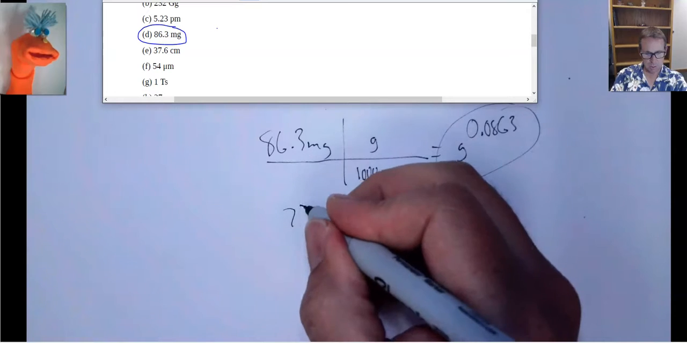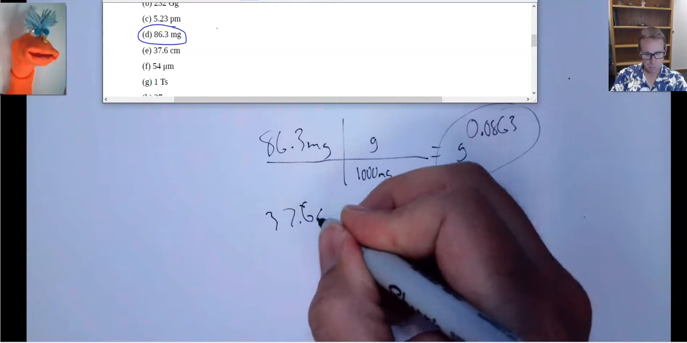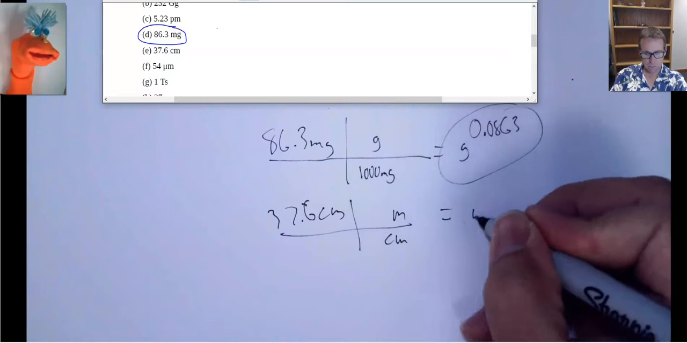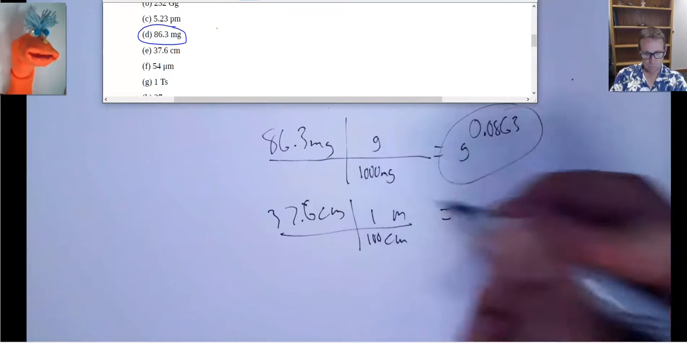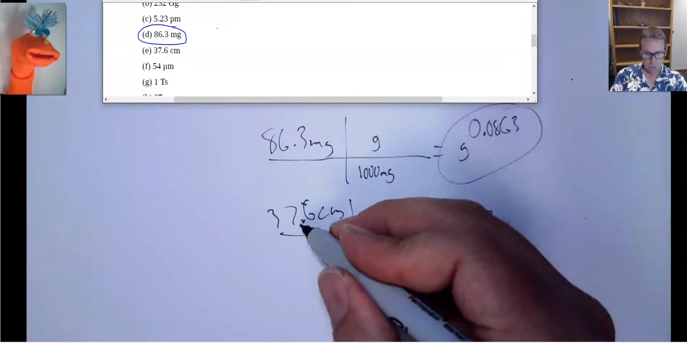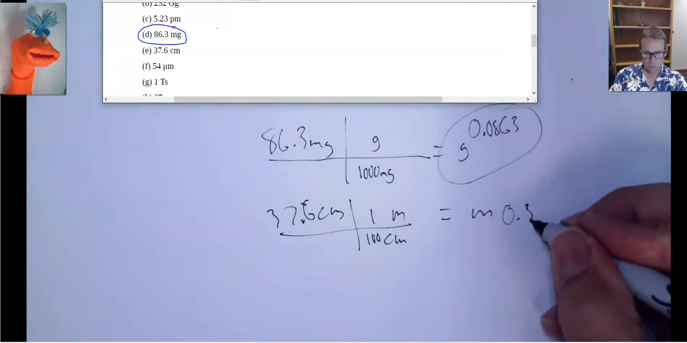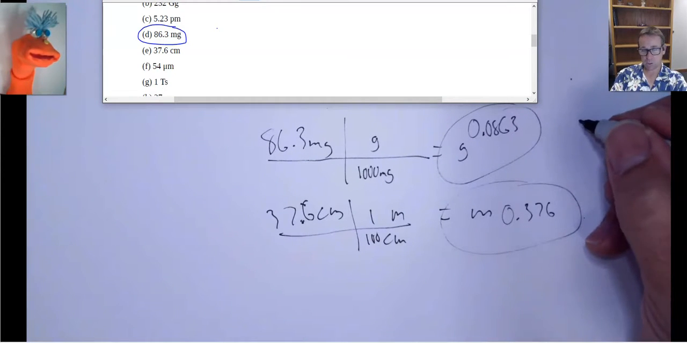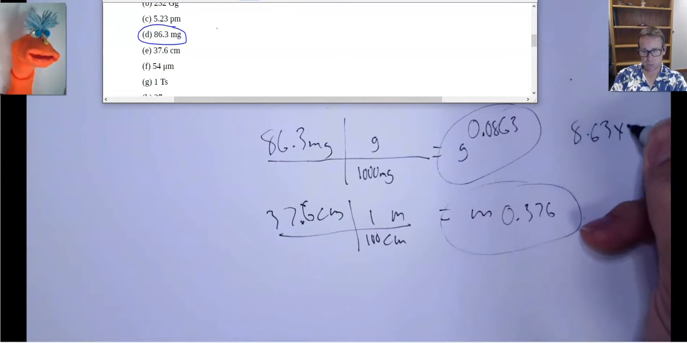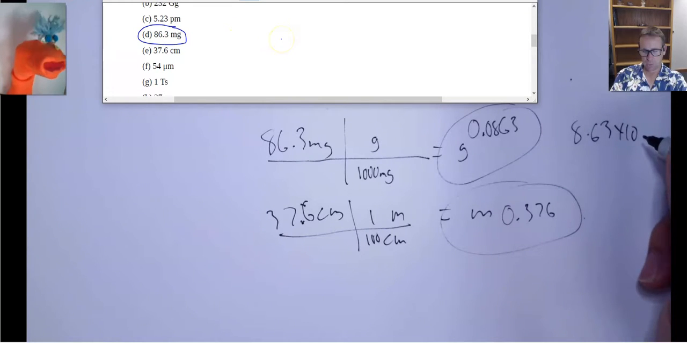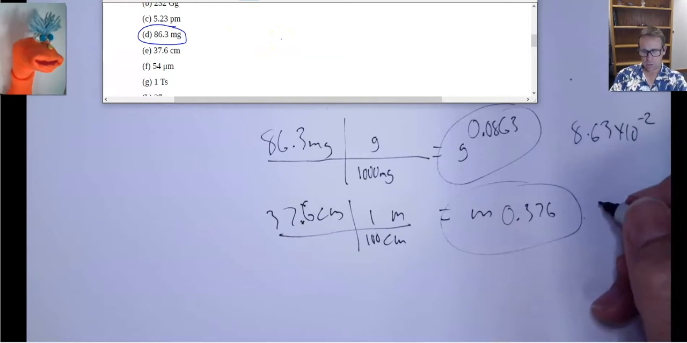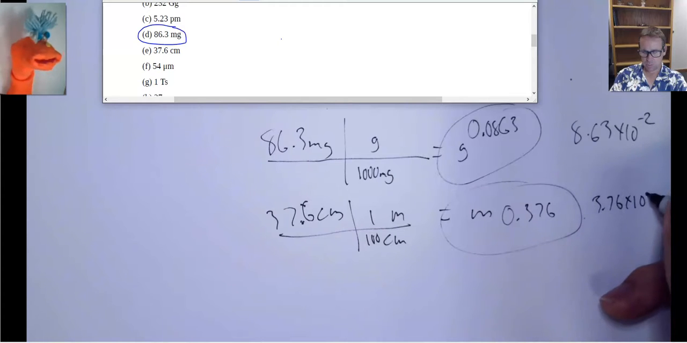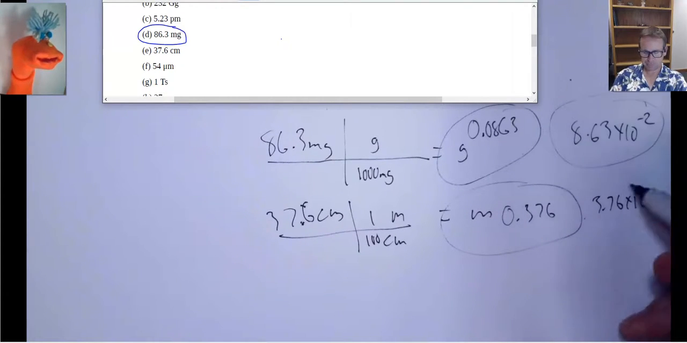37.6 centimeters. I want to go from centimeters to meters. 100 centimeters for every meter, so we're going to divide that by 100. 0.376 meters. Oh, we forgot to write these in scientific notation. 8.63 times 10 to the what, Fred? Minus 2? Good. And 3.76 times 10 to the? Minus 1. Very good.